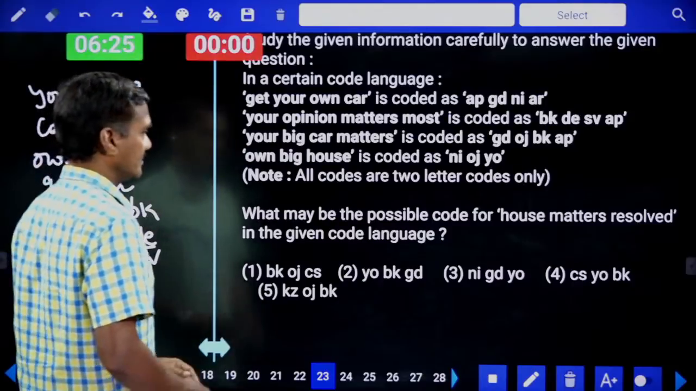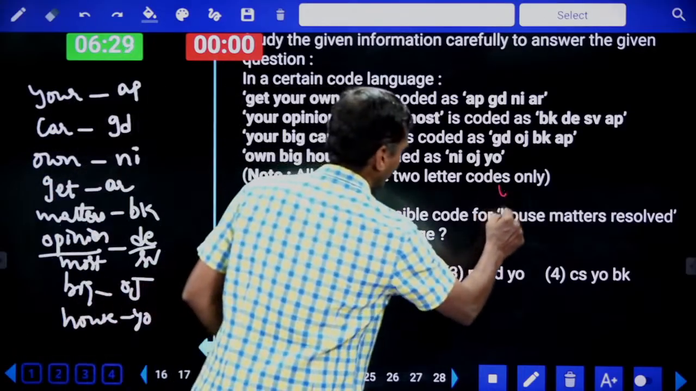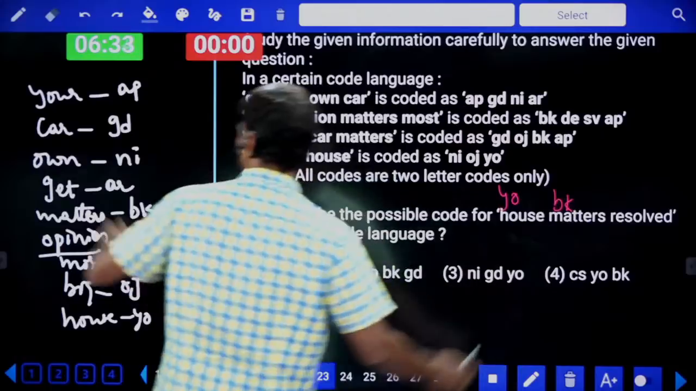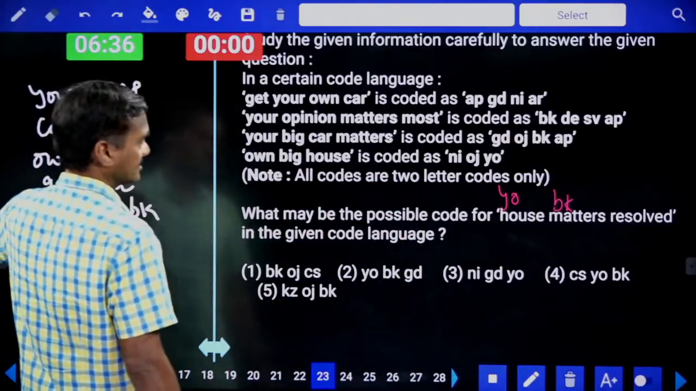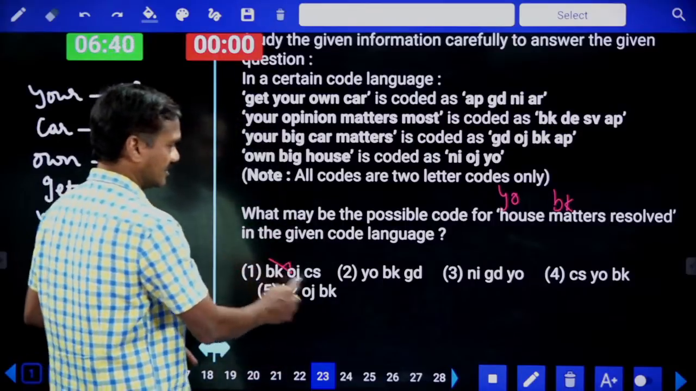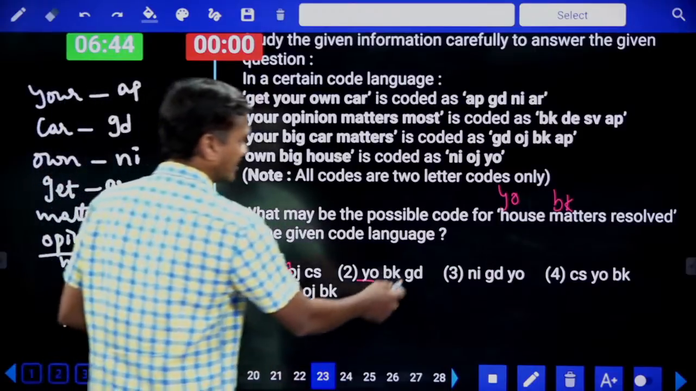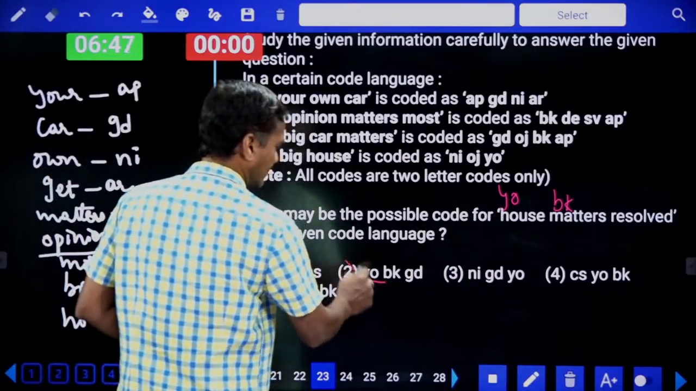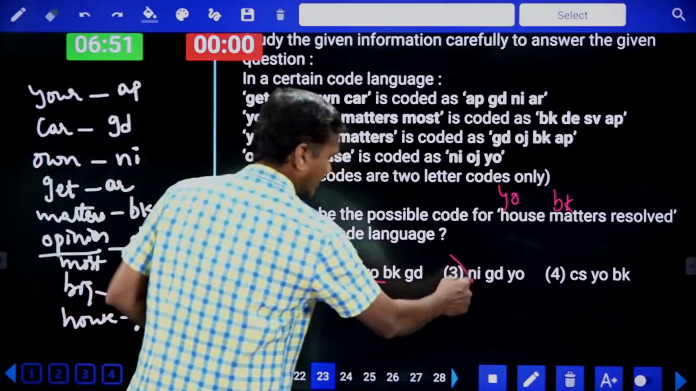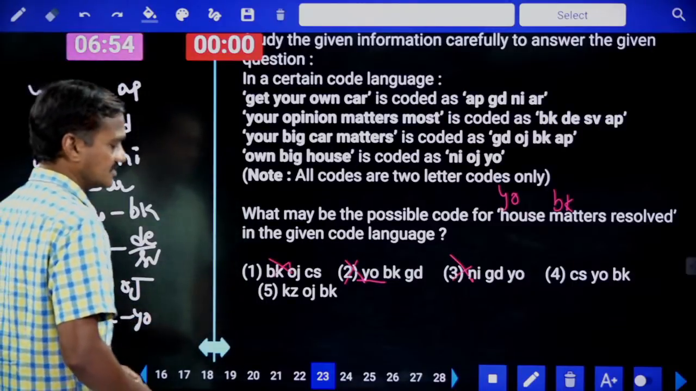Then coming to this one, house matters resolved. What is the code for house? House is YO, and matters, the code is BK, and resolved. Now resolved is not given anywhere else. The code for resolved must be a different one. YOBK GD, and GD cannot be the code because GD is the code for car, hence it cannot be the code for resolved. And YOBK CS, as CS is not there, hence choice 4 is the answer.